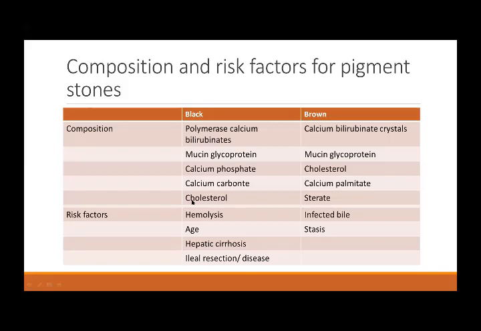The risk factors for bilirubin stones are hemolysis. If more hemolysis happens, more bilirubin will be released. Also age, cirrhosis, and resection diseases. And for the brown stones, the risk factors include infected bile and biliary stasis. Once the stasis is infected, it's going to form cholesterol or calcium bilirubinate stones.